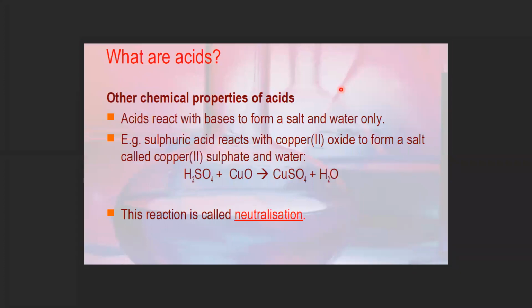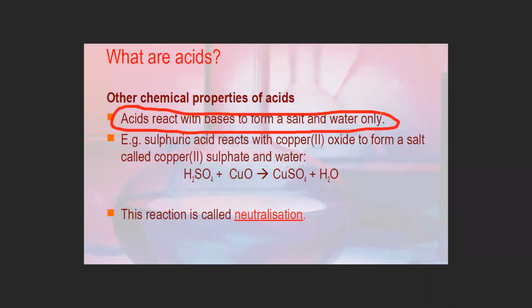So other chemical properties are nothing but acids react with bases to form salt and water. Okay, so now this point you have to always remember for the rest of your life. So anyone who wants to study chemistry or become an engineer, very important. Acids react with bases to form a salt and water only. Okay, this is known as neutralization.